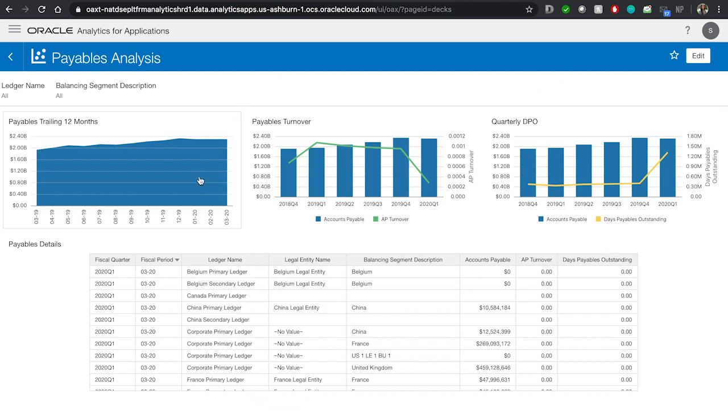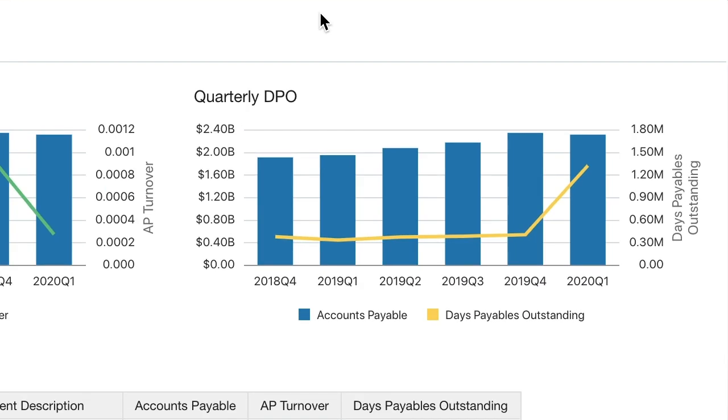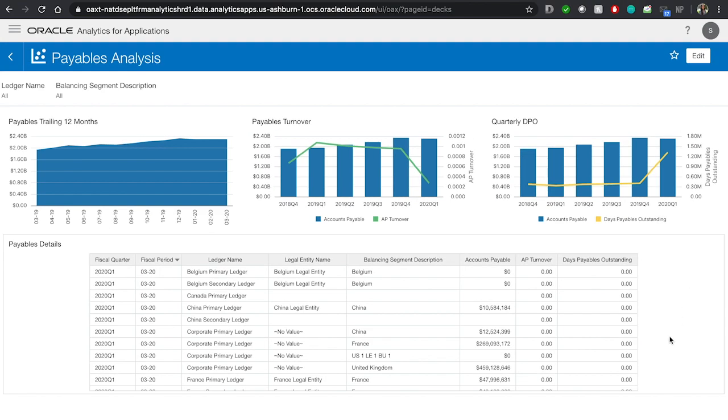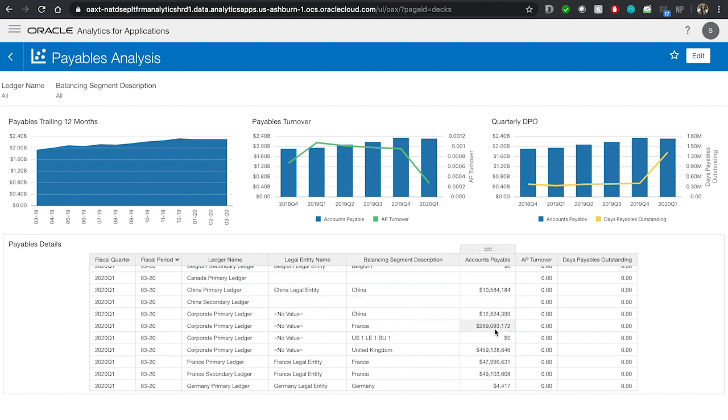On the far left, we have the trailing 12 months graph that's increasing. And to the right of it is a line graph of the payables turnover, which is decreasing. From the graph that we're looking at, we can see that although they're paying back their suppliers in a timely manner, they're taking on more outstanding balances at a rate that's much quicker than what they're able to pay back. Again, this is validated by the quarterly DPO graph that we see on the far right. From the report on the bottom, the financial manager can better understand which of these suppliers and invoices they're late to pay back on and by exactly how much.